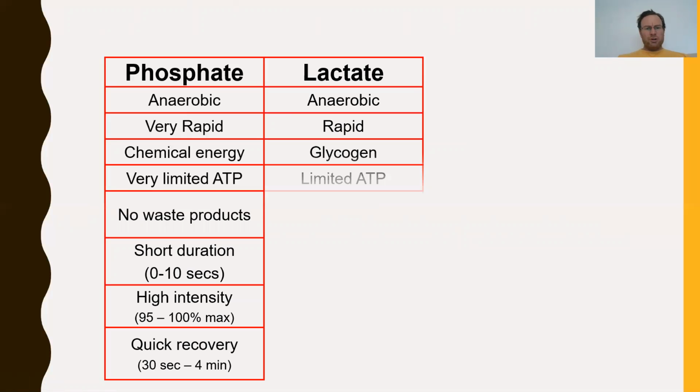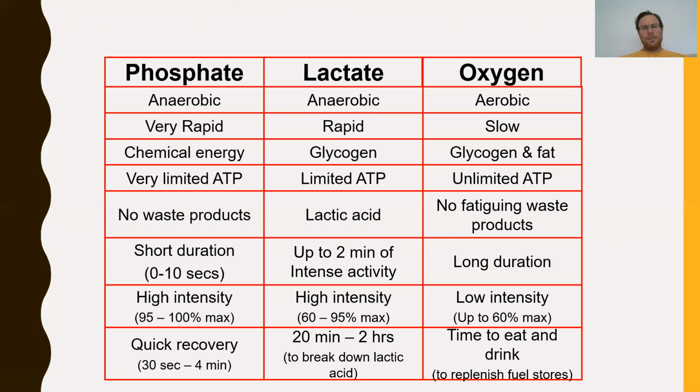So this table just covers the key features of each of these systems. It's just a nice one to reacquaint with, because it shows the key bits that I think we should all know. So we've got the creatine phosphate on the left-hand side. It's anaerobic, it's quick, provides chemical energy. It's a very limited amount of ATP. Great thing is there's no waste products, really short duration. We use it in high intensity exercise.